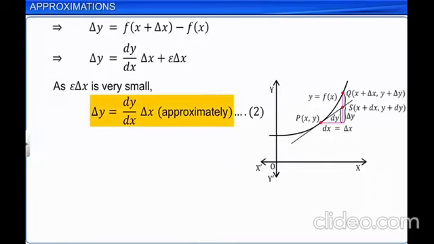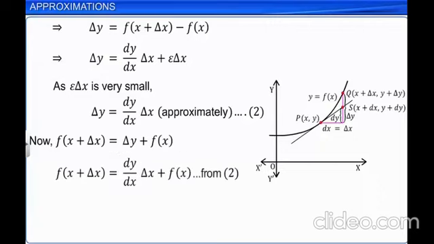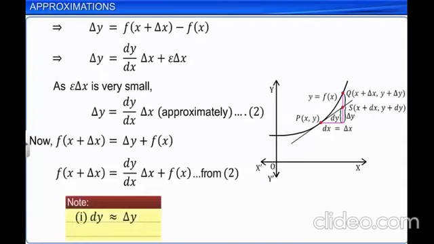We have f of x plus delta x is equal to delta y plus f of x. The approximate value of the function is equal to the sum of the approximate increment value in the function f of x. The differential of the dependent variable, that is dy, is approximately equal to its increment, that is delta y. The differential of the independent variable, that is dx, is equal to its small increment, that is delta x.